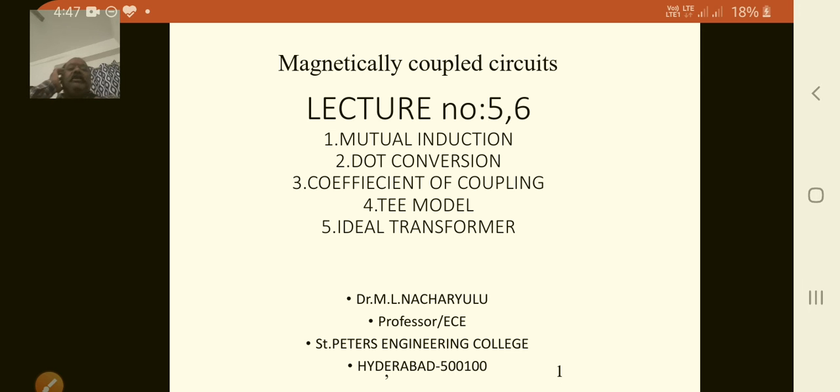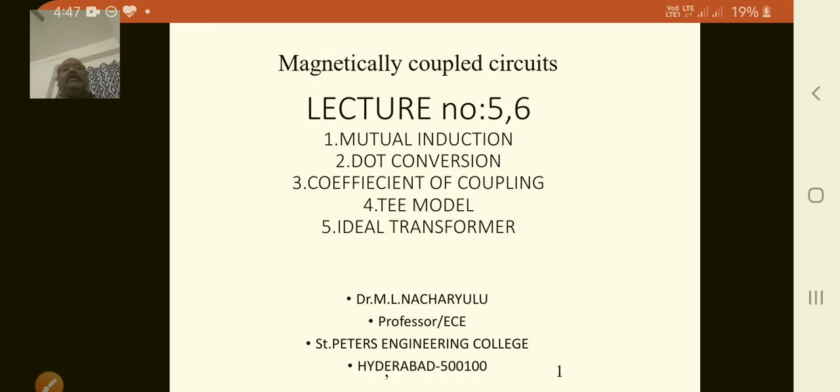Now, magnetically coupled circuits. In a previous lecture, we covered what magnetic circuits are, the analogy between electric and magnetic fields, and Faraday's second law, which gives the induced voltage E equal to minus N d phi by dt, where N is the number of turns and phi is the flux in the coil. Now we will take the self-inductance. If only one coil is there and current flows through that coil, then an EMF will be induced in it, and that is the self-inductance.